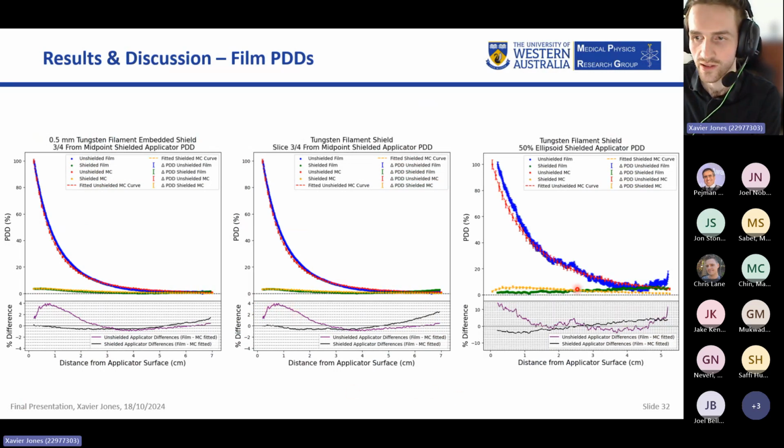For the ellipsoids, however, in the final plot here, the root mean square values are each above 0.11%, which indicates slightly more deviation compared to the spherical, and also reflected in the max percentage difference on the plots being around 14% here. Also visually, the film data doesn't seem to fit the MC data as well as for the spherical applicators. The high difference is likely due to the low signal available to produce the PDDs, due to the increased distance of the applicator surface from its midpoint.